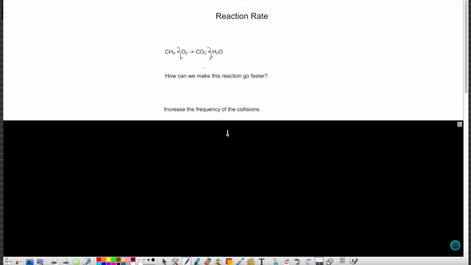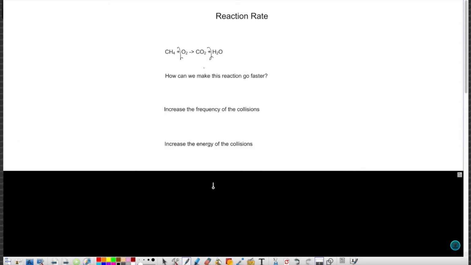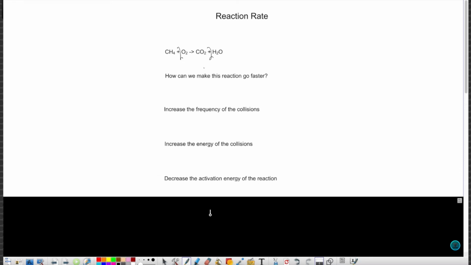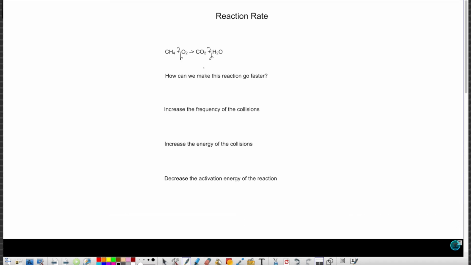All right, so there are a couple things that we can talk about, right? All reactions, you have to have collisions. We talked about collision theory last time. So one of the ways that you could speed up the reaction is you could increase the frequency of the collisions. Another thing that you could do is you could increase the energy of the collisions. So if you increase the energy of the collisions, then you'll get more productive collisions, which will speed up your reaction. And the other thing that you can do is you can decrease the activation energy of the mechanism of the reaction. Okay?